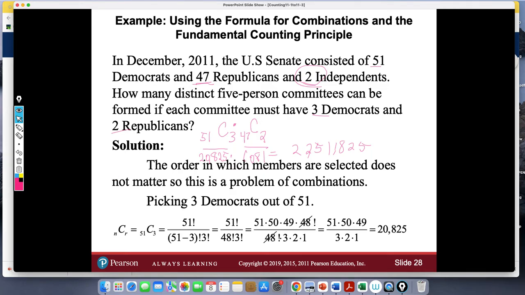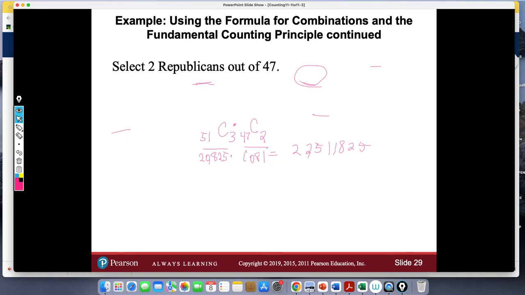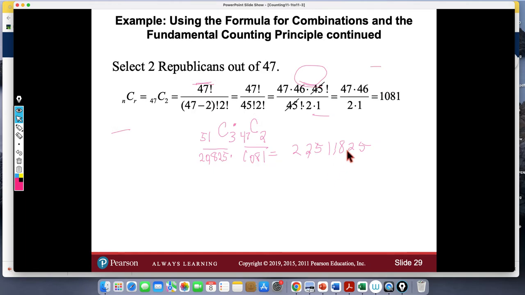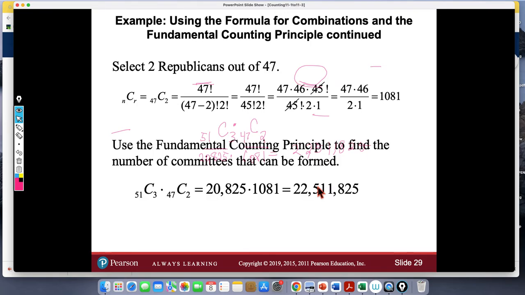And they do the calculation there. Yeah, so they got the 20,825, which we did. Again, they used the formula. We just used the calculator. And then if we go to the next one, they got the 1,081 using the formula. We used the calculator. And then you multiply those two together, 22,511,825.